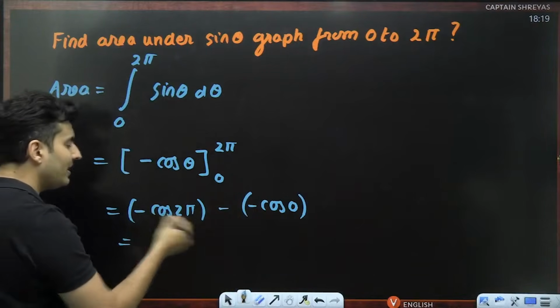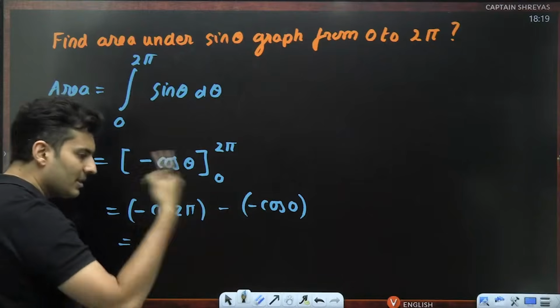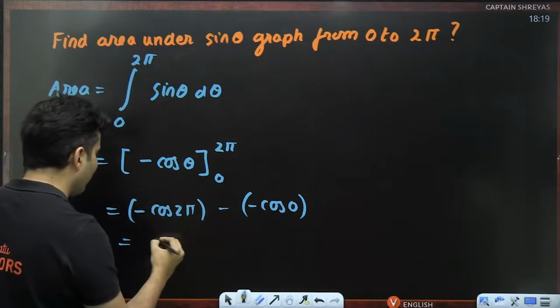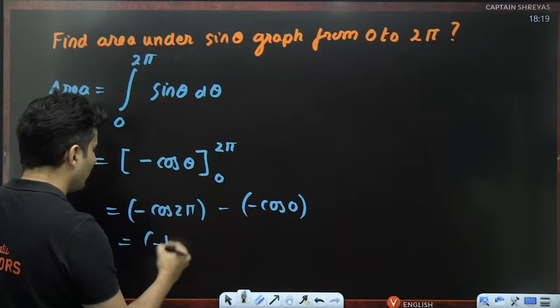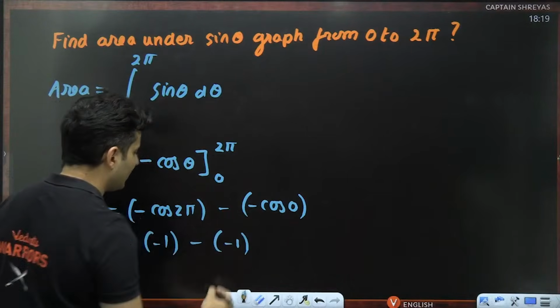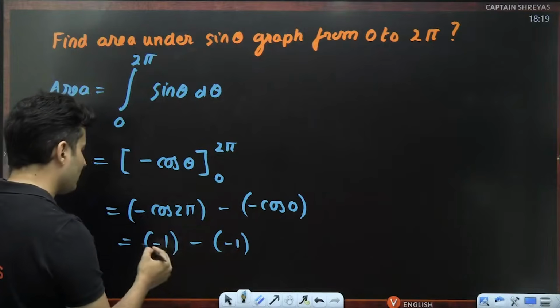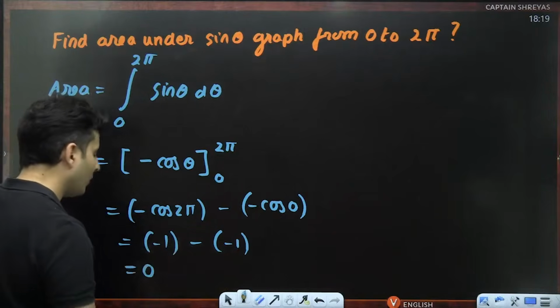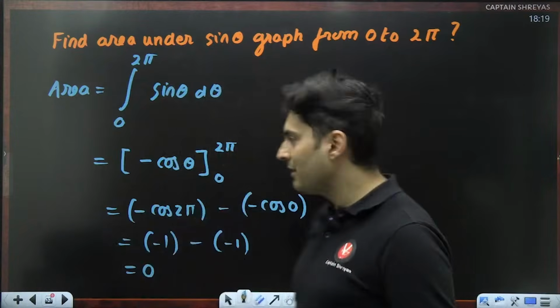What is cos of 360? Cos of 360 is the same as cos of 0, which is basically 1. So this is basically minus 1 over here. Minus, what is cos of 0? It is 1. So this is minus 1. Minus minus becomes plus. Plus 1 minus 1. The answer is 0. Does it make sense why the answer is 0?